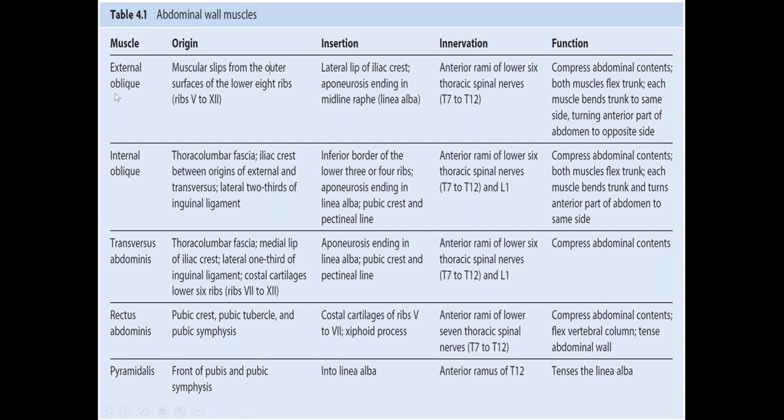The external oblique muscle originates from muscular slips from the outer surface of the lower eight ribs, so ribs 5 to 12. And the insertion is in the lateral lip of the iliac crest and the aponeurosis ending in the midline linea alba. So in the iliac crest and the linea alba. And the innervation is the anterior rami of the lower six thoracic spinal nerves.